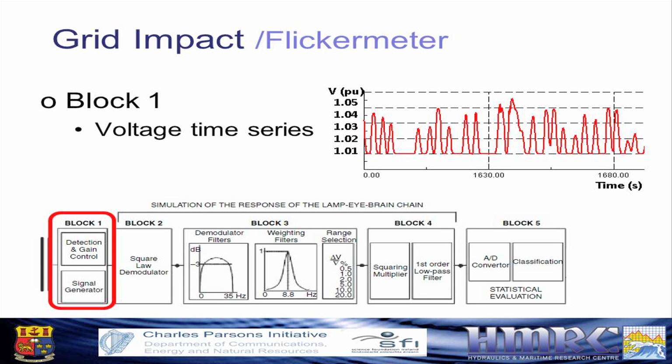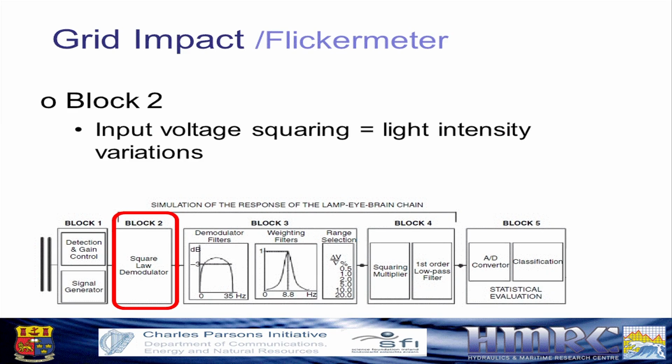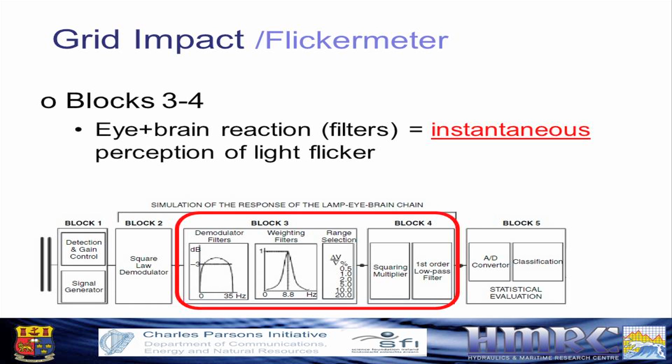So you have voltage here. We call that per unit, but technically it's a percent. I mean, 1.05 per unit is 105%, and so on. So we have block 1 taking this voltage time series as input. The second block would square the voltage so that you'd have the light intensity variations. And that's a funny one.